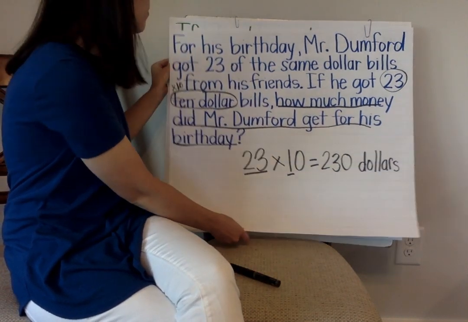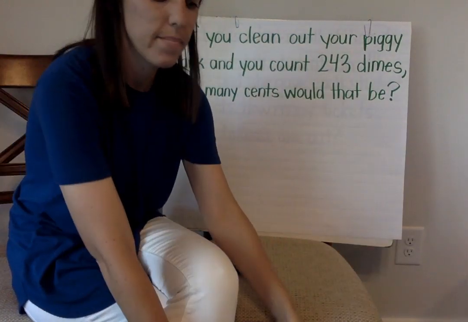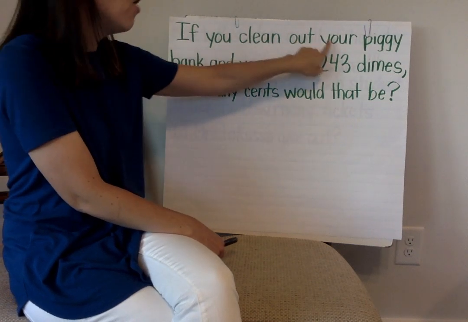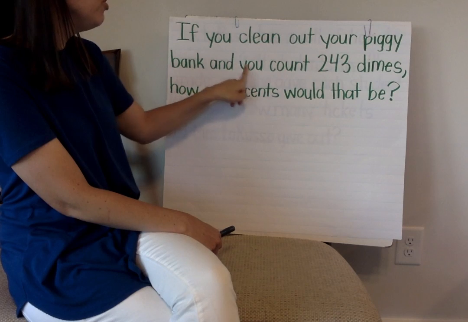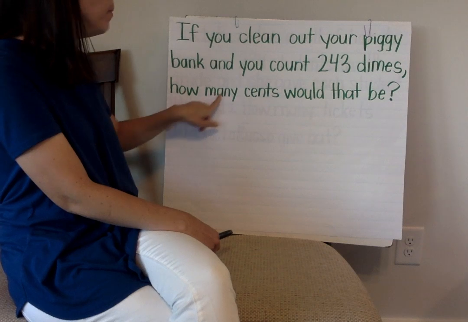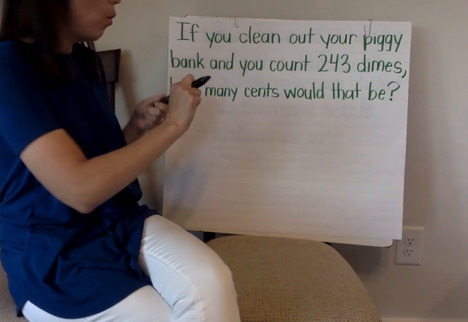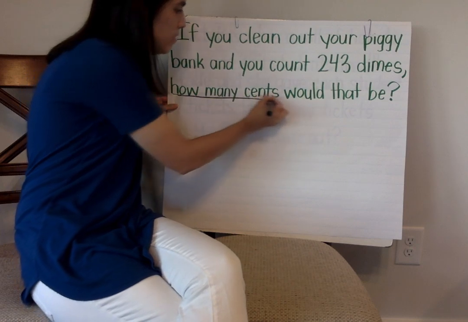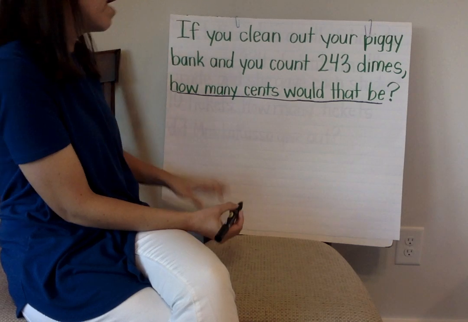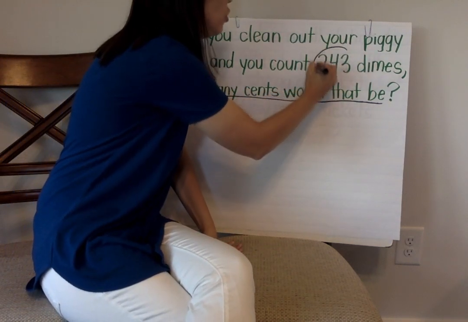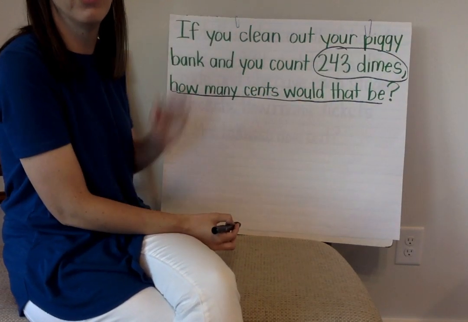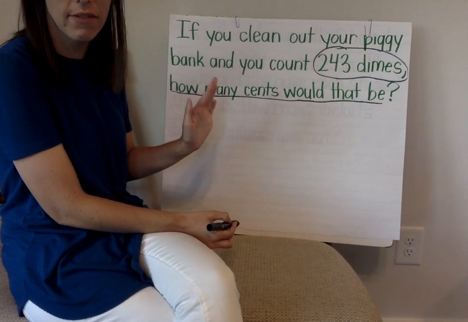Let's look at another word problem. This says, if you clean out your piggy bank and you count 243 dimes, how many cents would that be? Well, I'm going to underline my question. How many cents would that be? So let's look at this. What silver platter information do we have? Well, I know we have 243 dimes. That is silver platter information. They give that to us. We don't even have to work for that information.